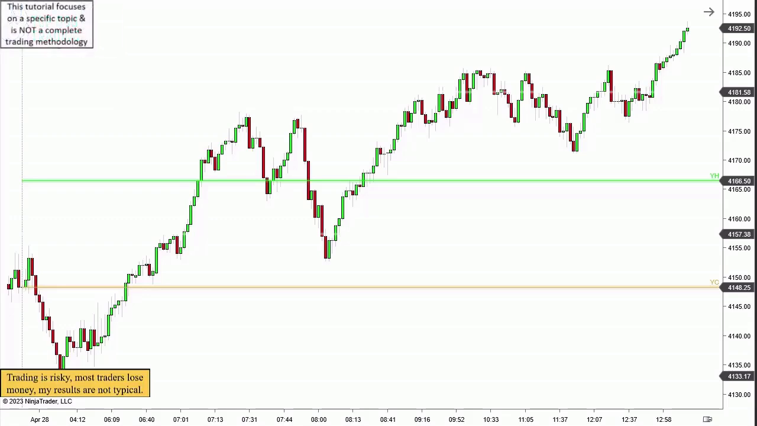So what we're going to do is share with you a misunderstanding. It's something that used to work in the past and no longer works now. Trading changes a lot, so let's jump right into it.